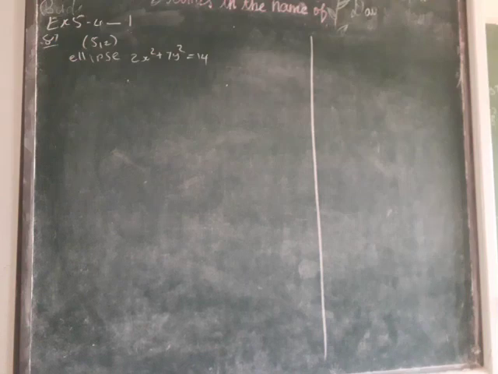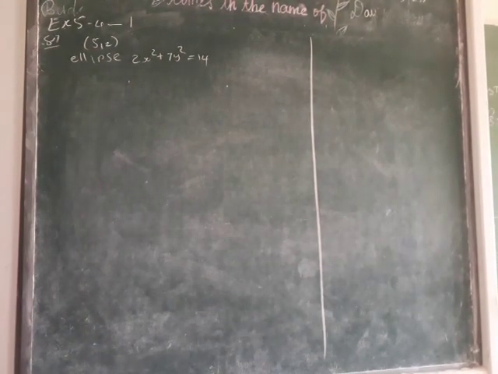In exercise 5.4, the first question asks to find the equation of the two tangents to the ellipse at the point (5, 2). The given equation of the ellipse is 2x squared plus 7y squared equals 14.